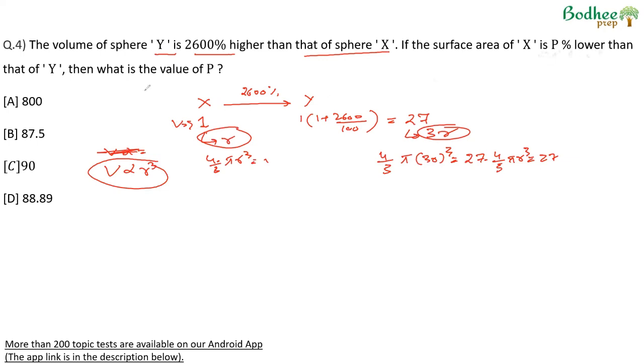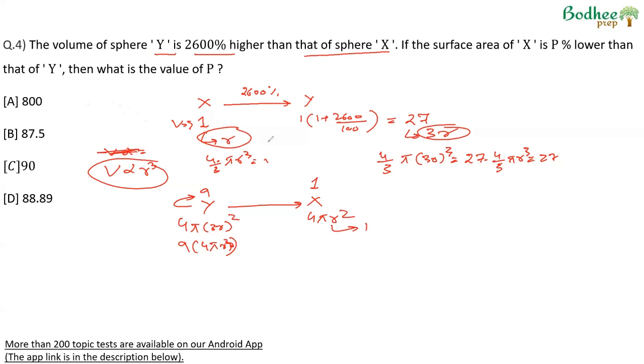Surface area of X is p% lower than that of Y. Surface area of Y will be 4 pi r square, which is 9 into 4 pi r square. Surface area of X will be 4 pi r square. If 4 pi r square again is equal to 1, for our calculation, we can say the surface area of Y will be 9, the surface area of X will be 1.